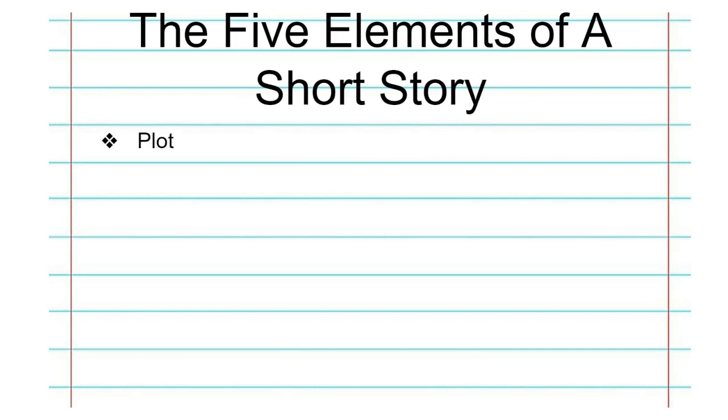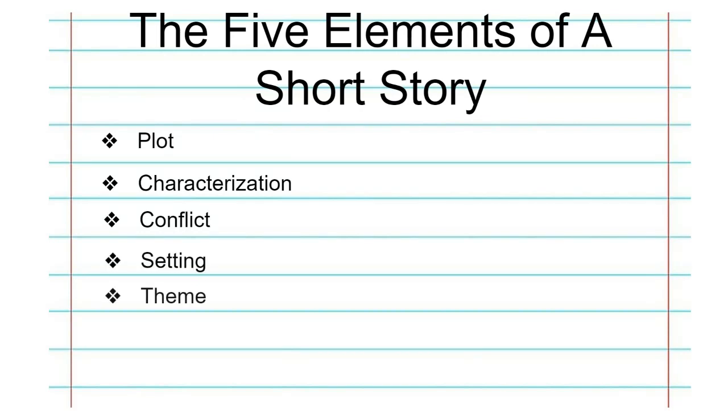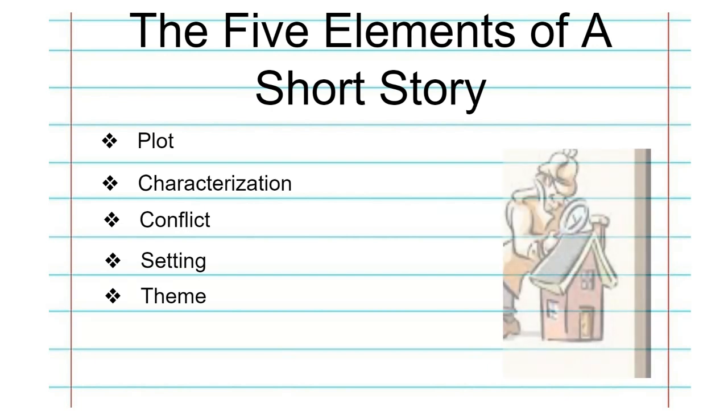The 5 elements of a story. First of all, every short story has a plot. Every short story has characterization. They have conflicts. They have a setting. And they have a theme. So if you look at your notes, underneath the 5 parts of a story, you should be able to write or type those 5 things in now. And now I'm going to go through and define each one of these things for you.